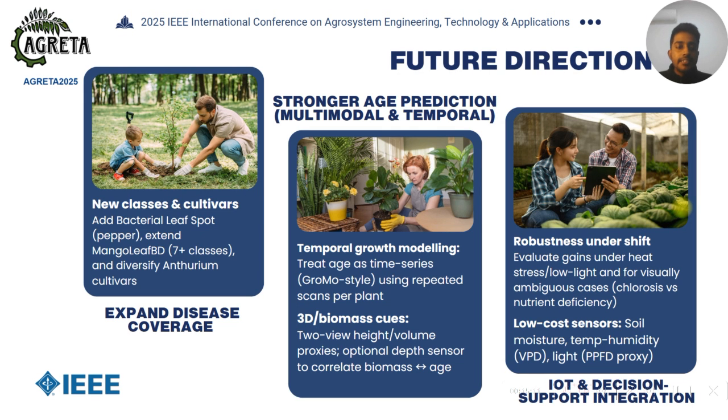As future directions, we will expand disease coverage by introducing new classes and getting more data sets, add temporal growth modeling for stronger age prediction using multimodal and temporal models, and integrate IoT and a decision support system. This will give BotanyBuddy a more accurate and improved application that can identify diseases and also predict the age.